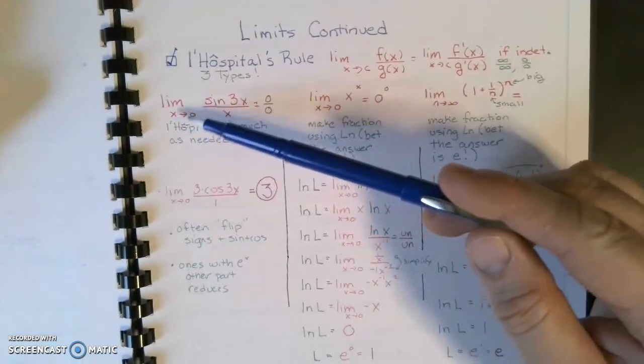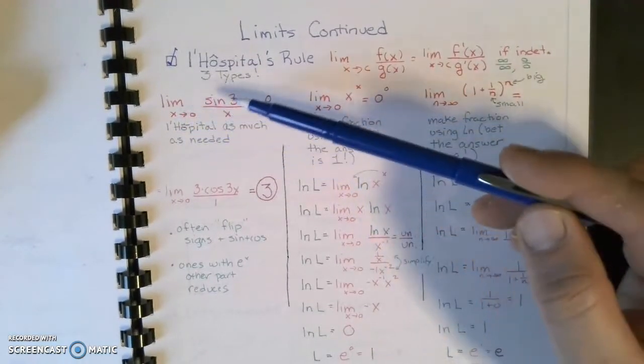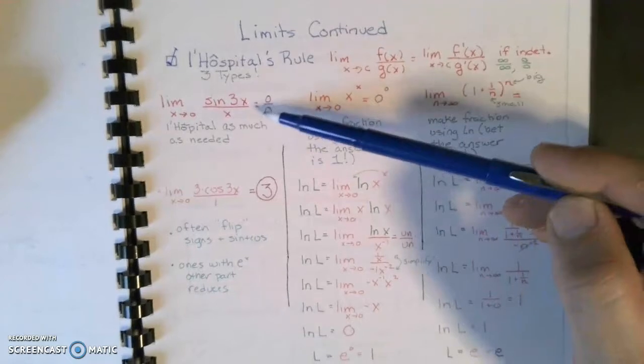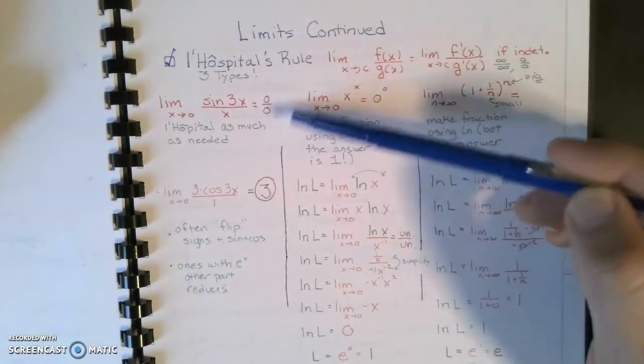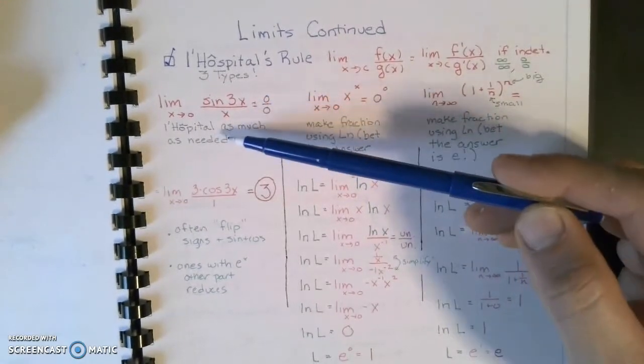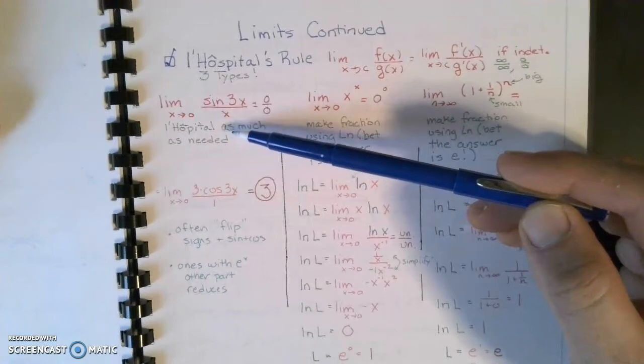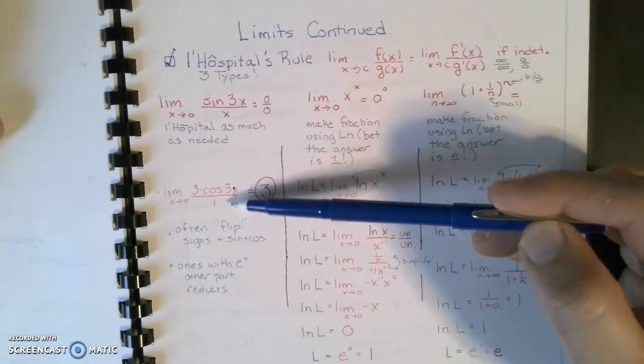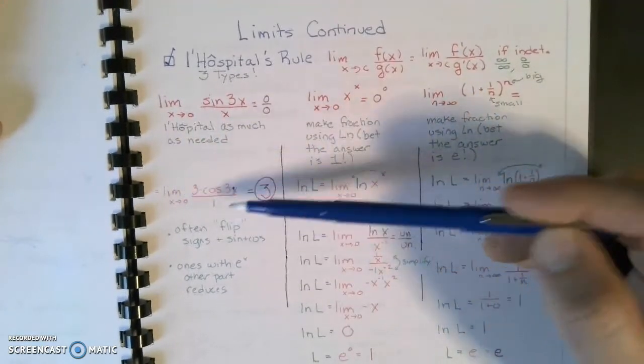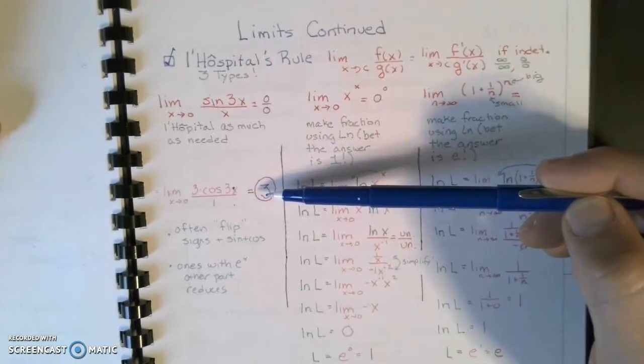This first one: if I come to this problem, I put in 0. I put 0 on the top, I get 0. I put in 0 on the bottom, I get 0. That's indeterminate, which means L'Hopital applies. And you can use L'Hopital as many times as you want. So now I L'Hopital this. I took the derivative of the top and the derivative of the bottom. I put in 0, and I got an answer back of 3.